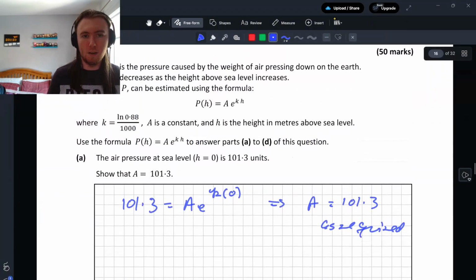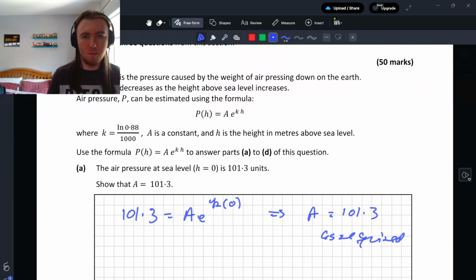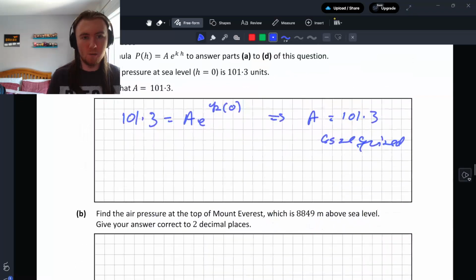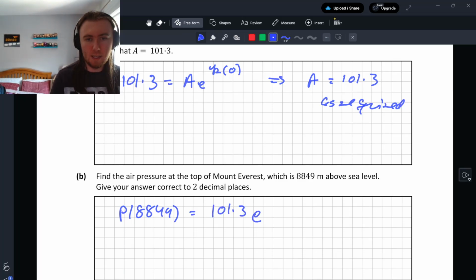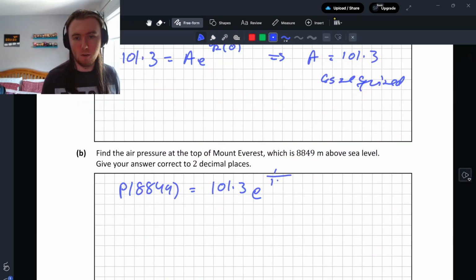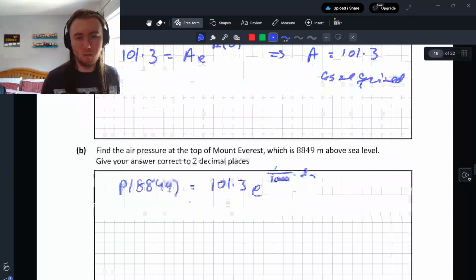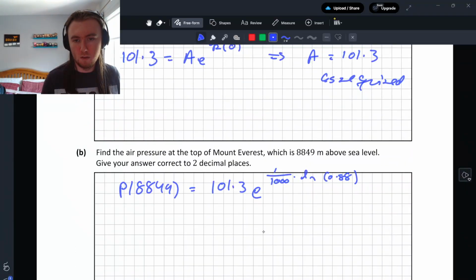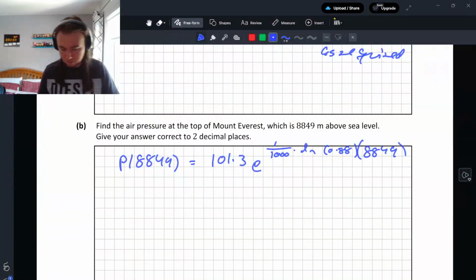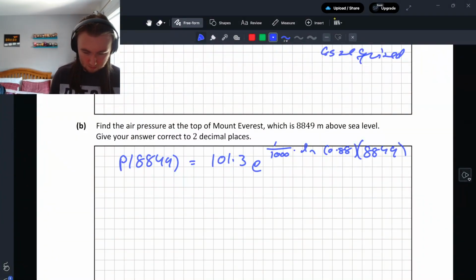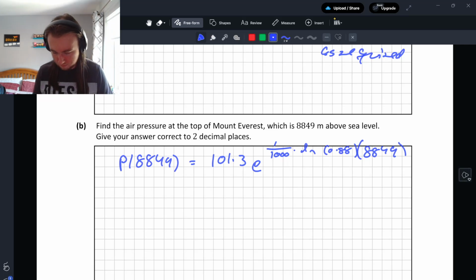Now, does it give it in meters? Yeah, height in meters. Air pressure P doesn't give units. K is that constant for some reason. Okay, so P of 8849 is 101.3 e to the k, which is 1 over 1,000 times log 0.88 times 8849. Is that right? Yeah, e to the k times h. So 101.3 e to the natural log of 0.88 over 1,000 times 8849.